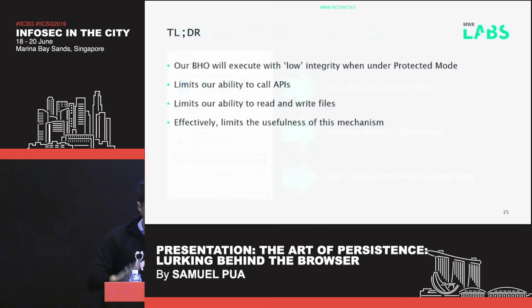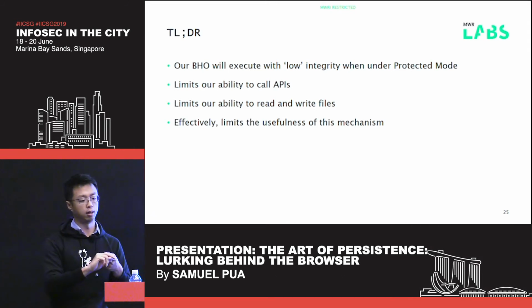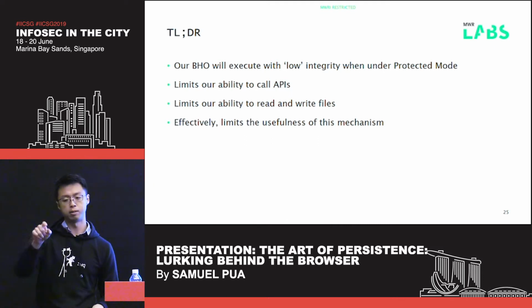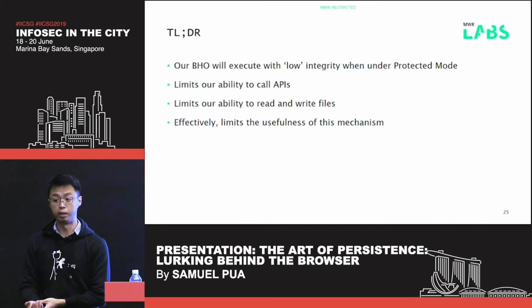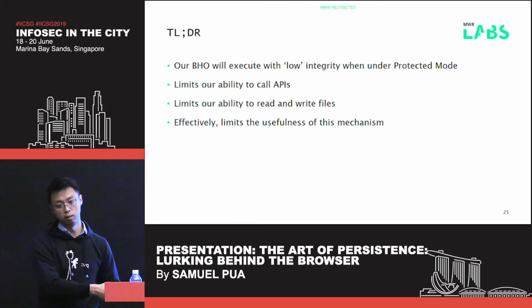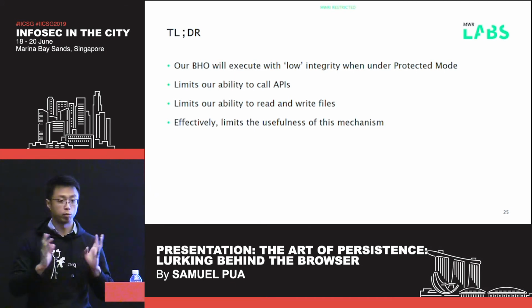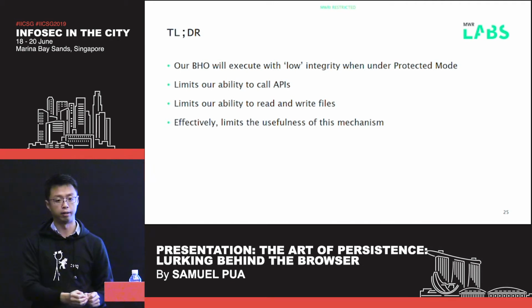In short, too long, don't read: our BHO will execute as low integrity under protected mode. Just to give you a comparison, if you start the application using the start menu, you will start off as medium integrity. So in Windows, everything is an object, and a low integrity object is not able to interact with medium integrity objects and above. Pretty much most files in the file system are medium integrity, except for very selected directories.